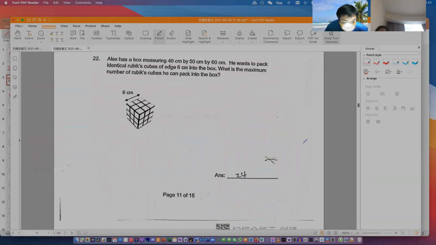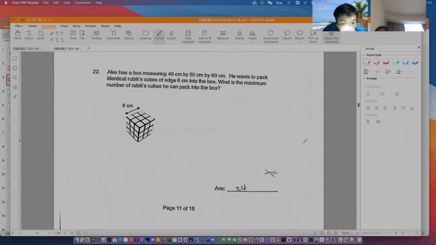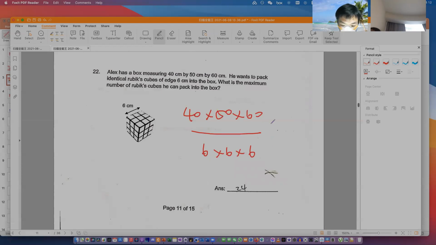So what's wrong with this? A box measuring this, I want to pack identical cubes of side 6 cm. Can I ask you, did you use this method once again? Don't tell me you use this method. No? Okay, hopefully you don't. You cannot use this method. You know why? Because there's extra space and that cannot form into one cube.